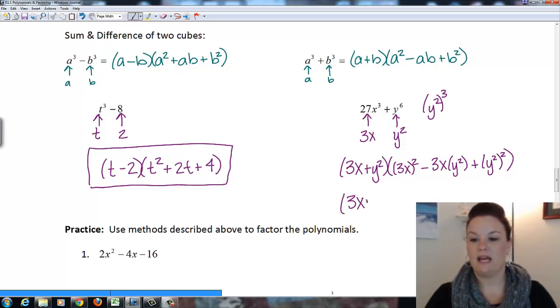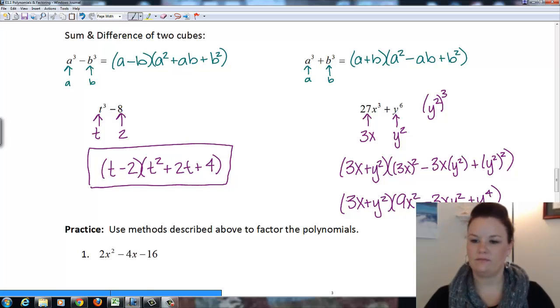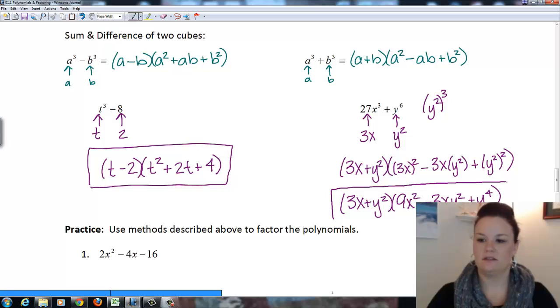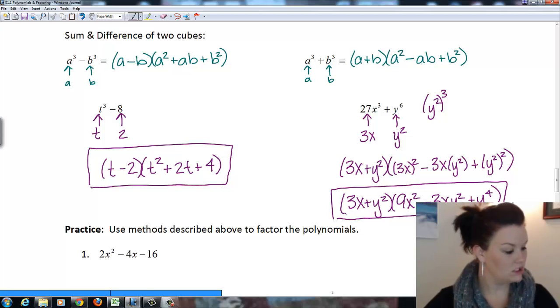So I have 3x plus y squared. When I simplify, 3x squared gives me 9x squared. When I multiply 3x and y squared, I get negative 3xy squared. And then y squared squared is y to the 4th. Okay. So I'm going to go ahead and circle that.